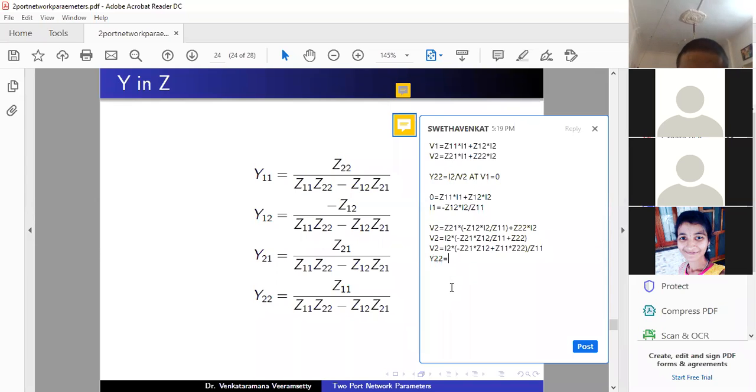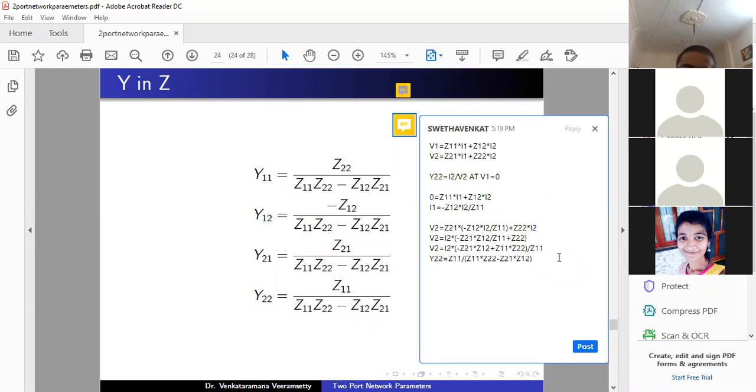So Y22 equal to I2 by V2. Move this V2 towards this side and this complete term over to the left hand side. Then we have Y22 equal to Z11 divided by Z11 into Z22 minus Z21 into Z12, right? So this is how we find the Y22 in terms of the Z parameters.